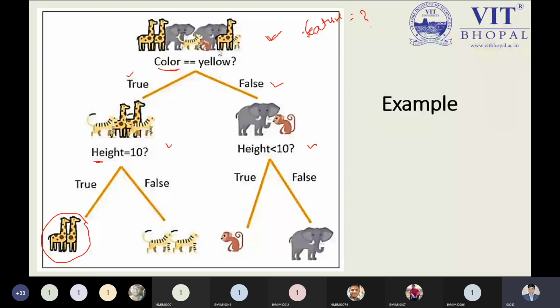Here, what you can see is a group of animals. The condition is color equal to yellow. If color is equal to yellow, then I'm filtering my information based on the color feature or color parameter. So I'm distinguishing my information based on true. If it is true, the animal has the color yellow, so it can be categorized here; else it moves to the non-yellow part. The Java and tigers belong to the yellow color, so they have been classified here.